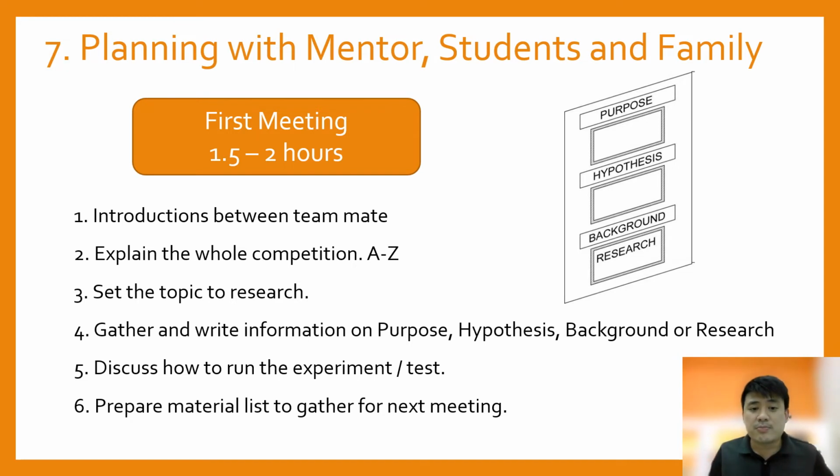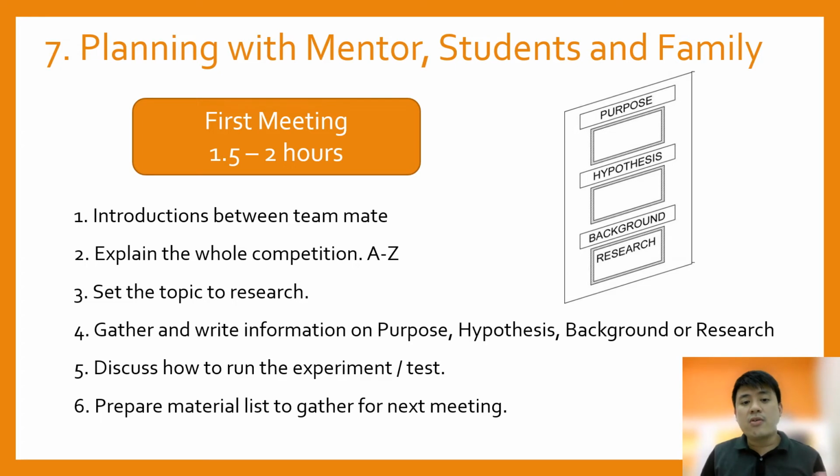Number 2, you have to explain the whole competition. What is this competition all about? What is round 1? What is round 2? What they have to do. Show them the example of the board that I showed you earlier. There's a science fair, so they will be explaining to the judges, and not only to the judges, they will be explaining to the public if they advance to round 2. Number 3, for the first meeting, you have to set the topic to research.